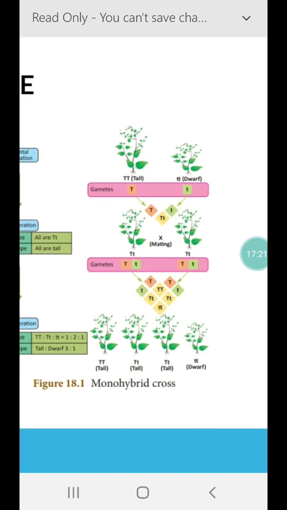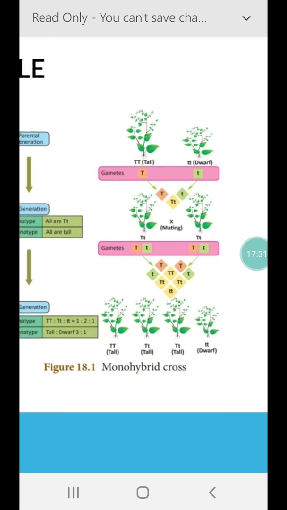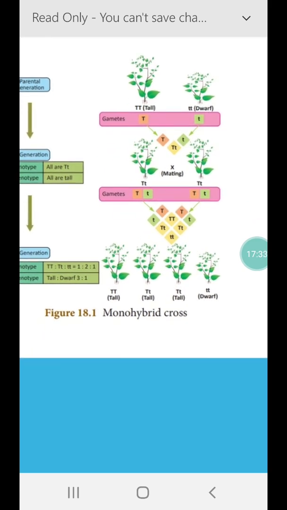Again here also one more example, tall plant with dwarf plant. Again in the F1 generation all plants are tall, and in the F2 generation 3 plants are tall and 1 is dwarf. So monohybrid crosses are the example of the first Mendelian law, that is the law of dominance or law of inheritance.